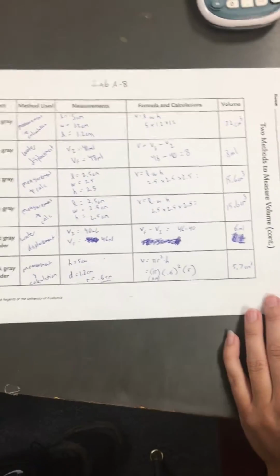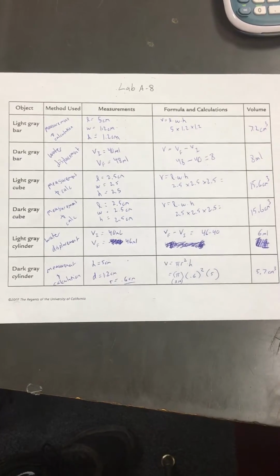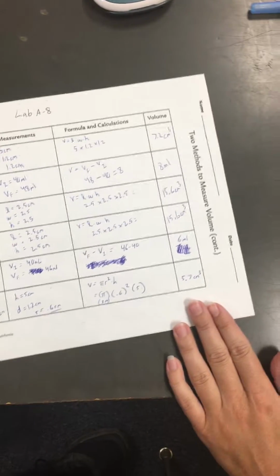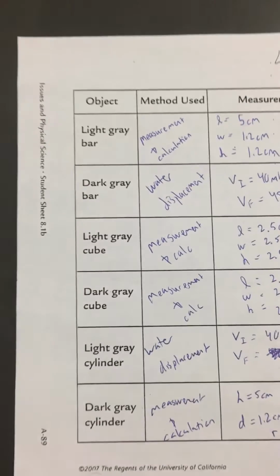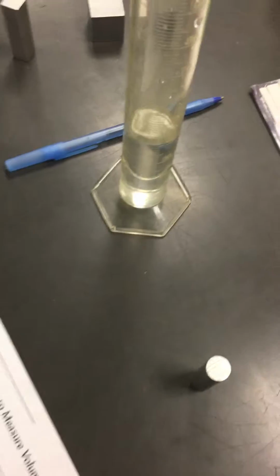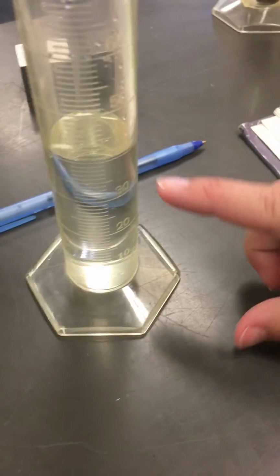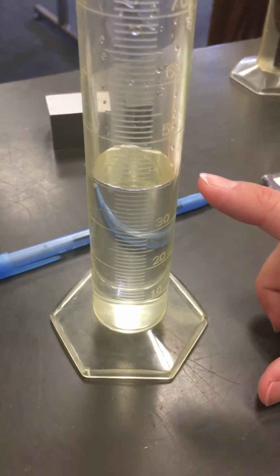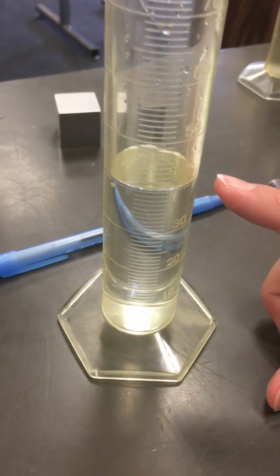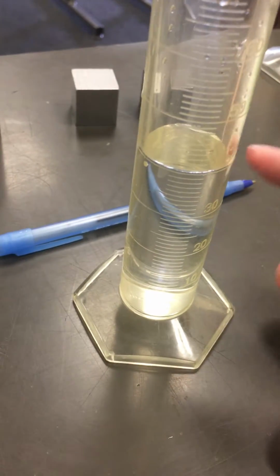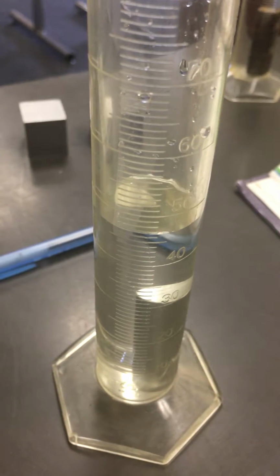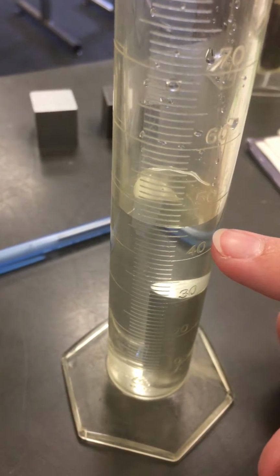Next, we're going to do the light gray cylinder. We're going to use the water displacement method. All right, so again, I filled up my graduated cylinder to 40 milliliters. So my initial volume is 40. Then I'm going to slide in my cylinder, and we found out that it went up to about 46 milliliters.